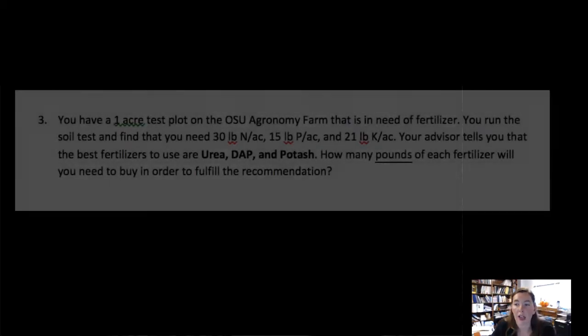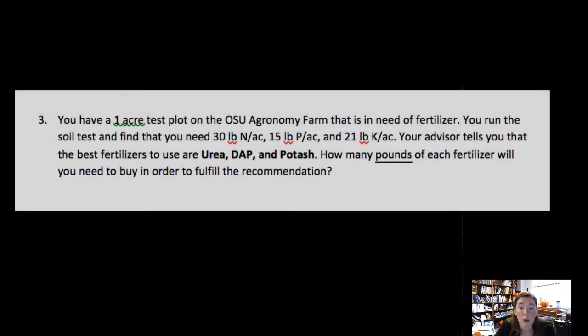So we're going through number 3. You have a 1 acre test plot on the OSU agronomy farm that's in need of fertilizer. You run the soil test and find that you need 30 pounds of N, 15 pounds of phosphorus, and 21 pounds of potassium per acre. Your advisor tells you that the best fertilizers to use are urea, DAP, and potash. So how many pounds of each fertilizer will you need to buy in order to fulfill the recommendations for that 1 acre test plot? So I'm going to go through this.